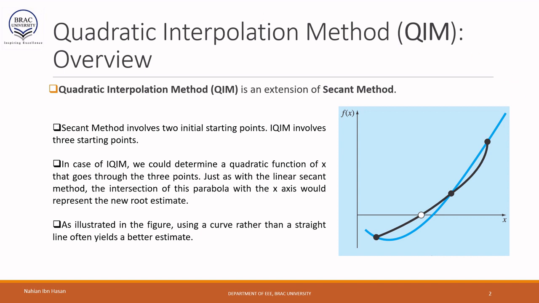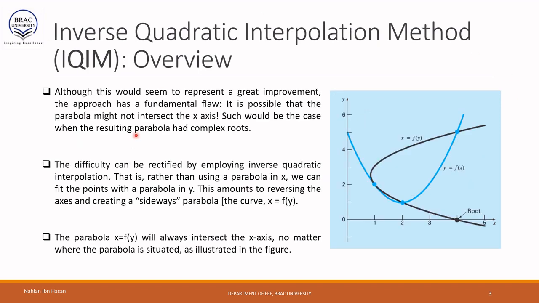So there is a slight flaw in the quadratic interpolation method. It might happen that the fitted parabola might not intersect the x-axis at any point. In that case, we will not find any root. So what we do, we fit not a quadratic interpolating curve, rather, we fit an inverse quadratic interpolation curve. It sometimes happens that for the case of complex roots we do not find any parabola intersection, and that's why we use the inverse parabola curve.